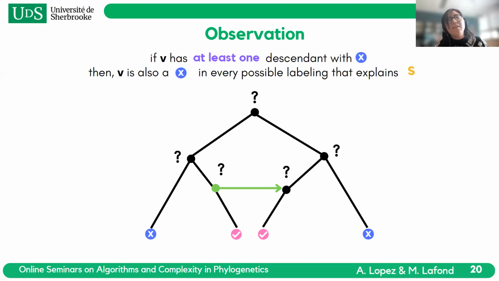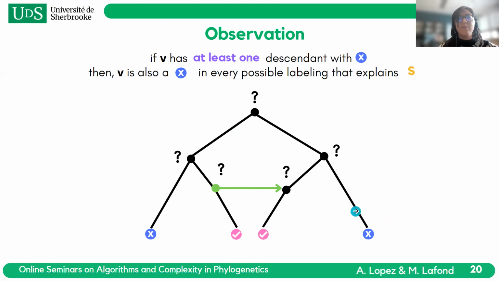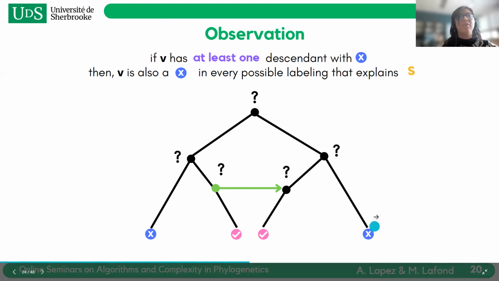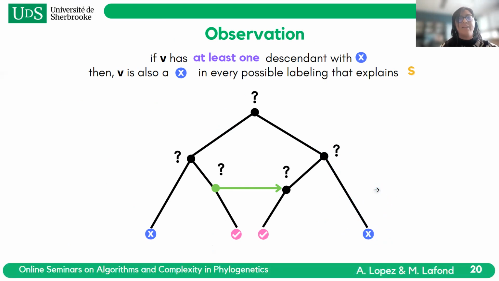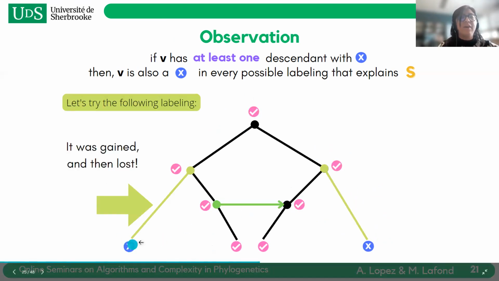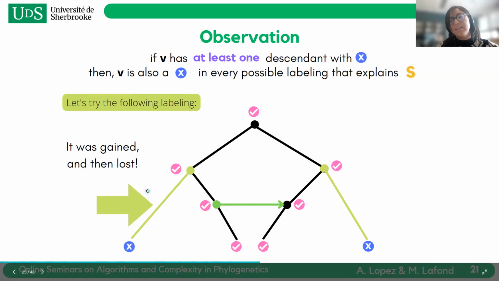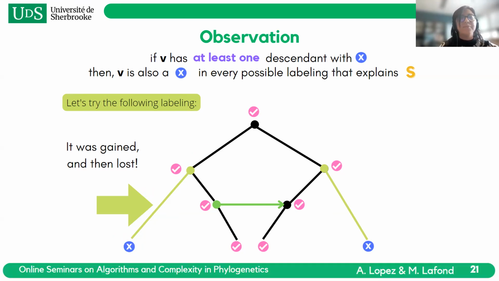So an important observation to solve this question is that if a vertex V has at least one descendant with an absence token, with an off token, then V should also be an off token in every possible labeling that explains S. To see that, suppose that it isn't. So suppose that you have a descendant that has an off token, but you are an on token. Then it would mean that a character was gained and then it was lost. So it violates our definition of PTNs, one of the rules that we established at the beginning.